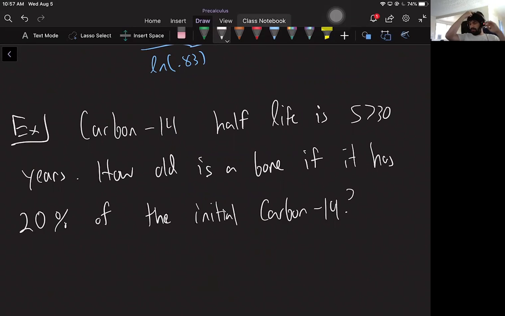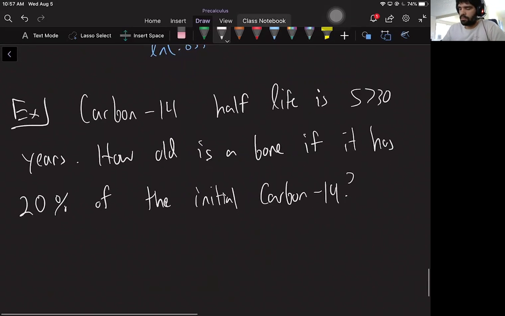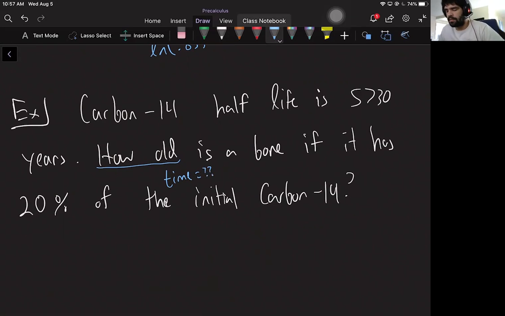So whenever you see these word problems, what we're always doing is we're either solving for a time or an amount. That's really what it always comes down to. So in this case, we're solving for a time because it's asking how old is this thing? So we're going to figure out a time in the very end.